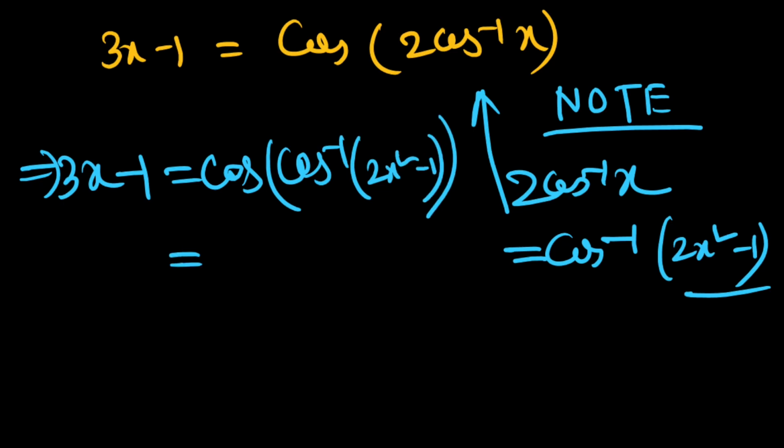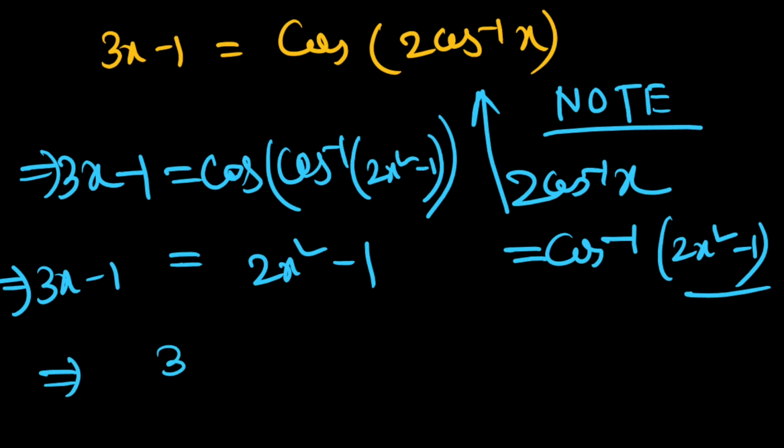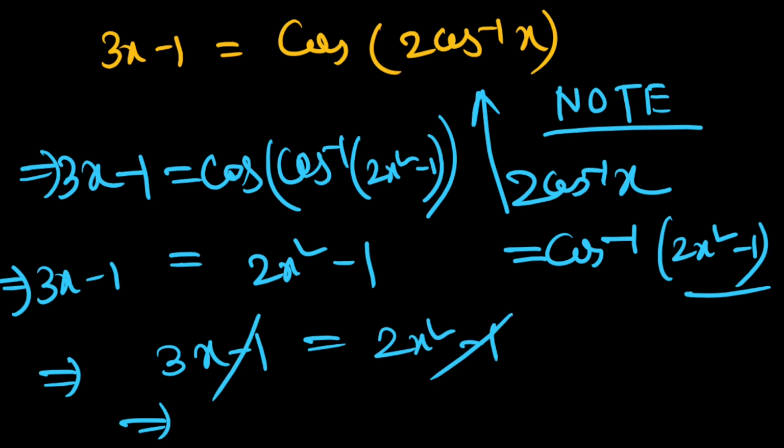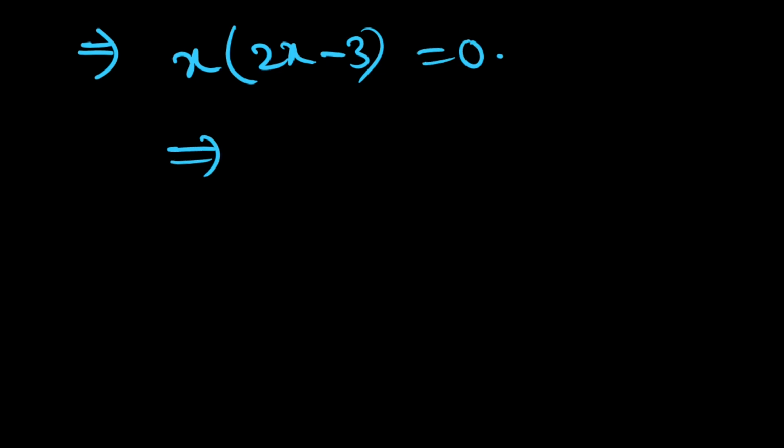Therefore the cos and cos inverse cancel. This implies 3x minus 1 is equal to 2x square minus 1. So we got this equation, 3x minus 1 is equal to 2x square minus 1. The minus 1 cancels on both sides. Therefore 2x square minus 3x is equal to 0. We factorize it, x is common: x times (2x minus 3) is equal to 0. This implies x is equal to 0 or x is equal to 3 by 2.